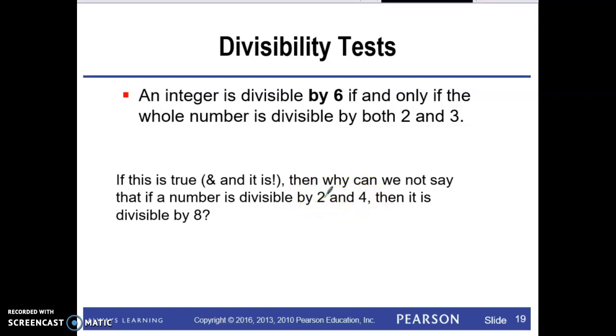So therefore, I can come up with numbers that are divisible by both 2 and 4. Both of these are yeses, but it is not divisible by 8. 8 is a no. Because 2 and 3 don't have any common factor except 1, if 2 and 3 are both yeses, 6 is automatically going to be a yes as well.